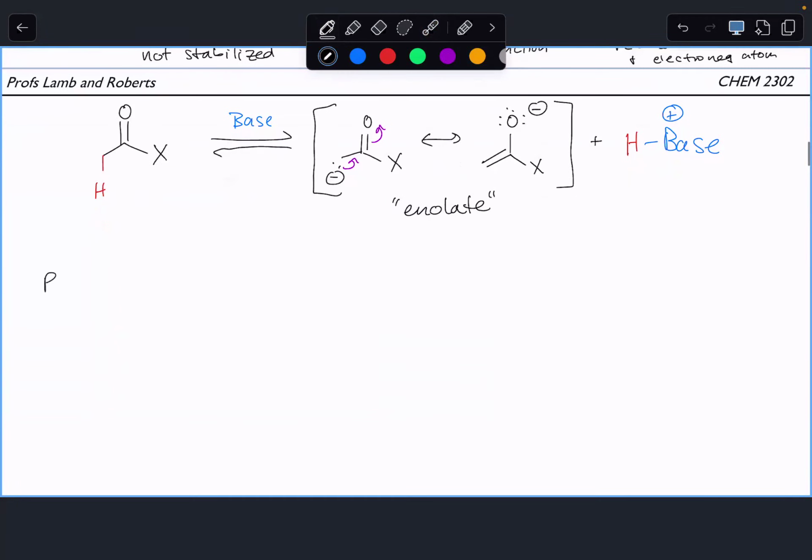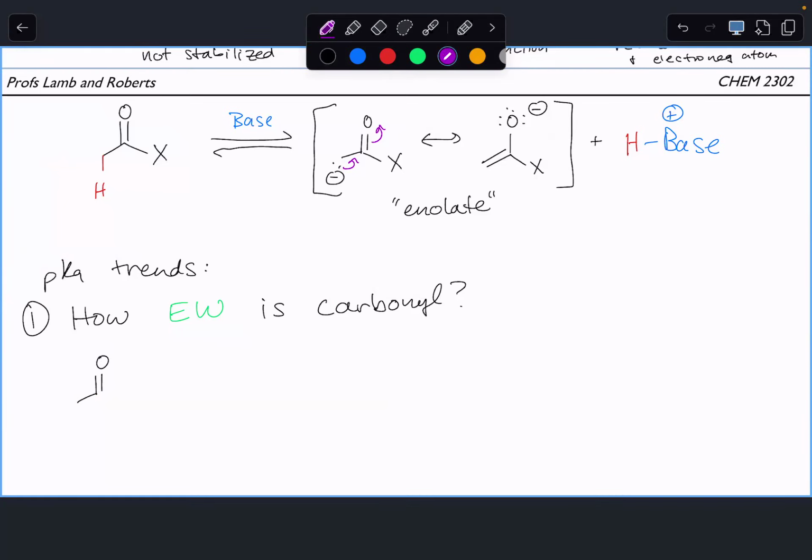All right, so let's talk about our pKa trends. Okay, so there are kind of two factors that we have to take into account. The first is how electron withdrawing is that adjacent carbonyl. They're all going to be electron withdrawing, but how electron withdrawing? Can we compare them to each other? So let's start with an aldehyde, or our X equals H in this case.